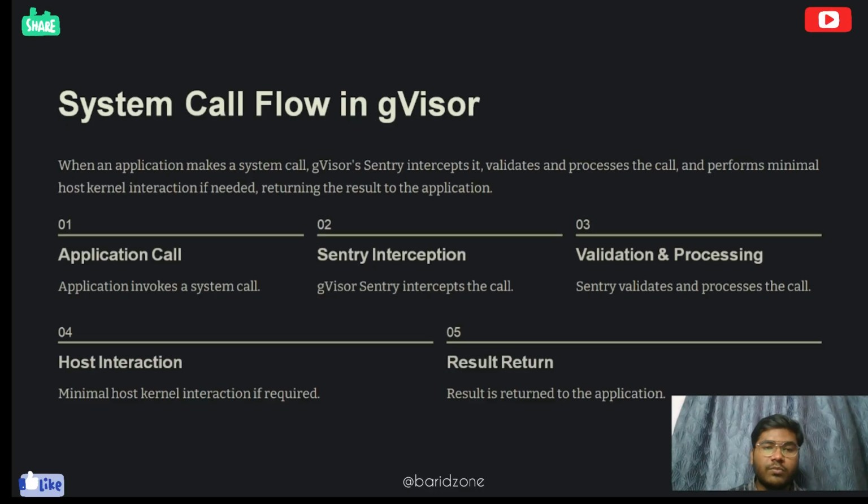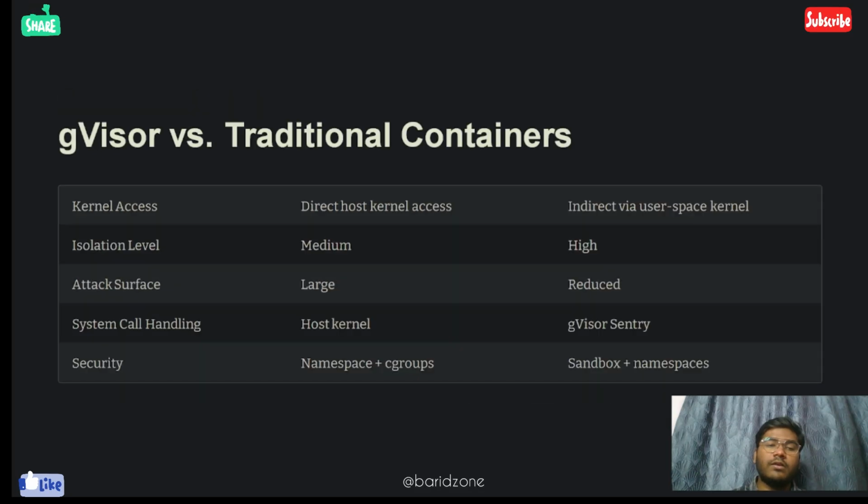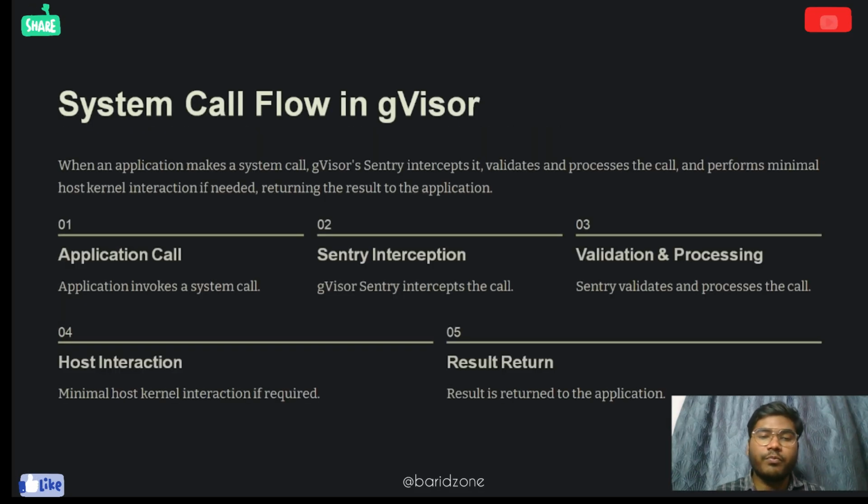Let's look at the system call flow in gVisor. How does the system call flow? There are a total of five stages in a system call: application call, entry intercept, validation and processing, host interaction, and result return. Let's see how this works.